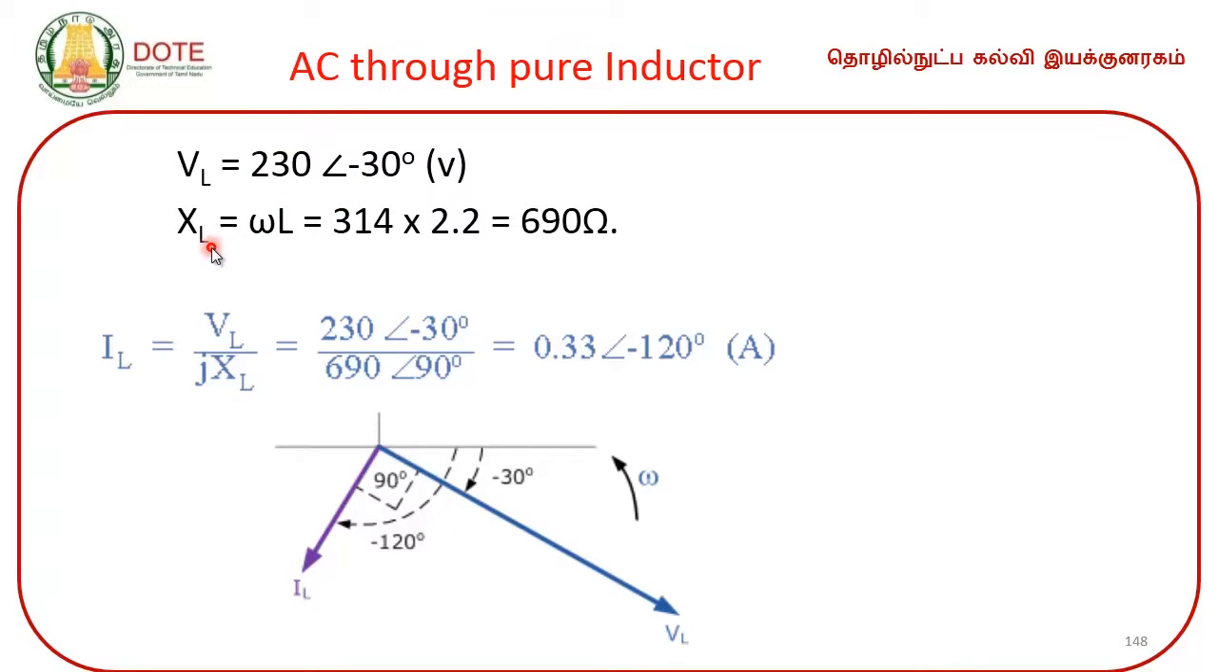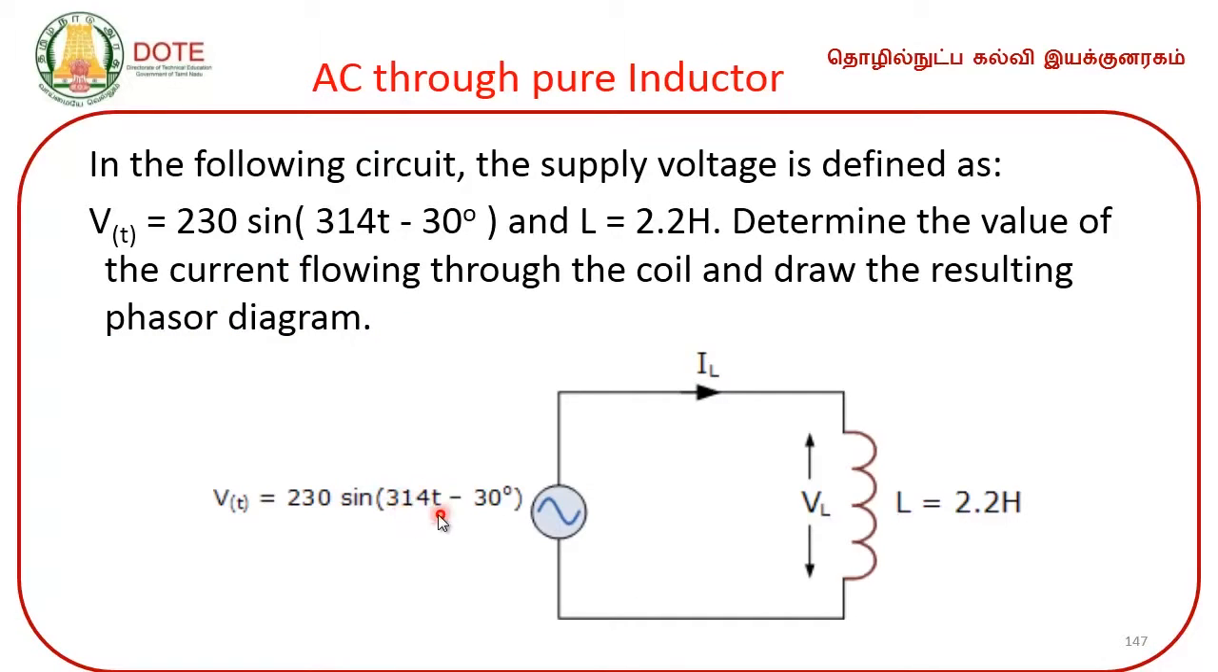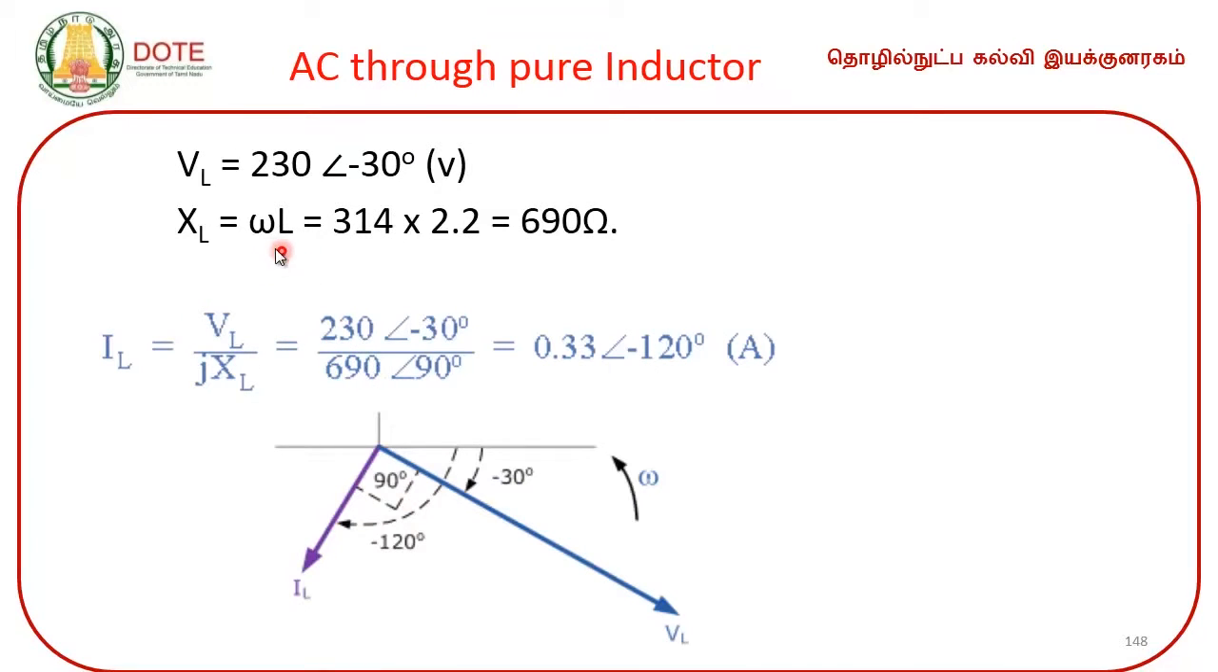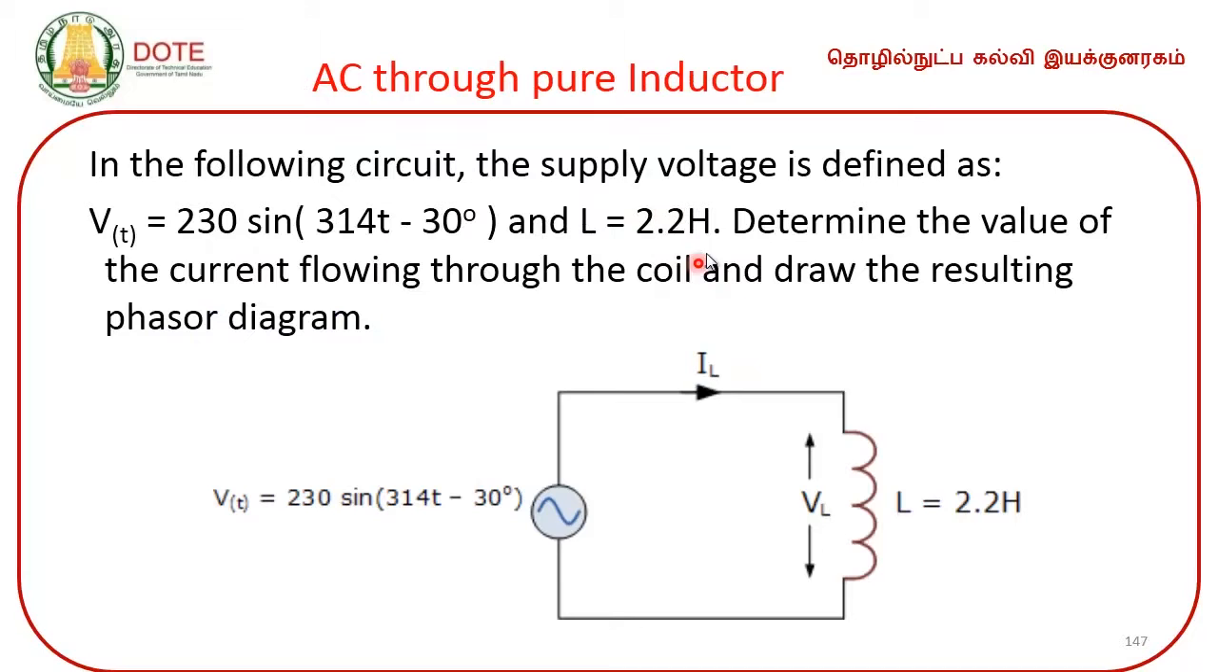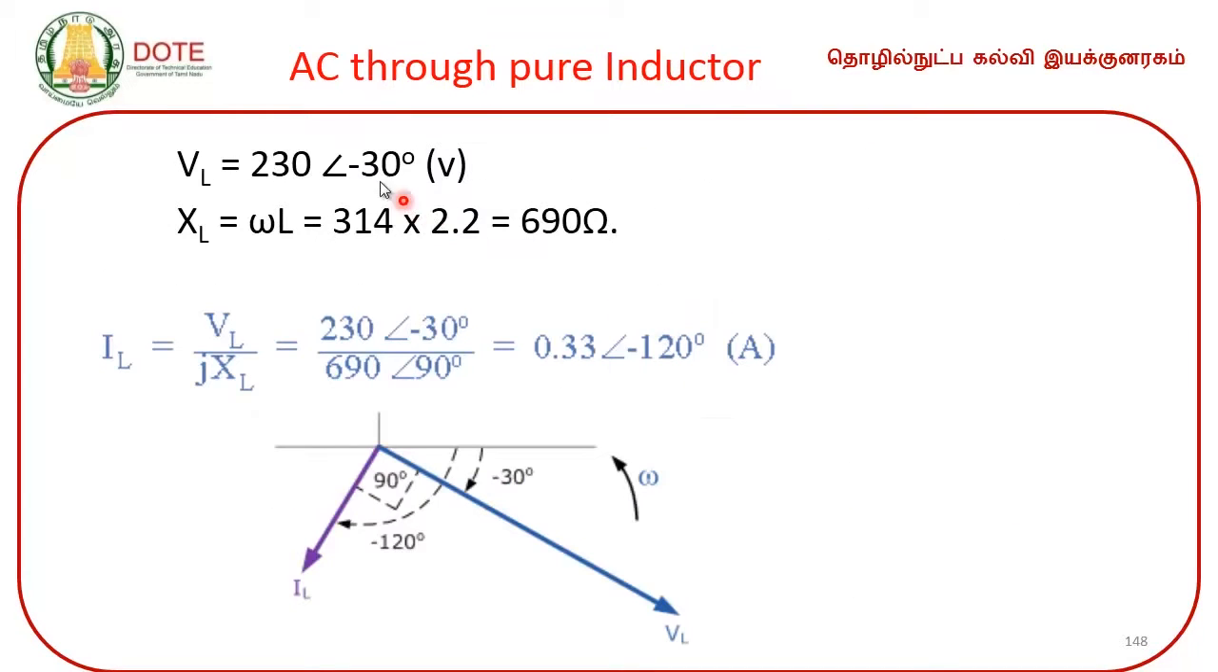Okay. So what is the reactance? XL equal to omega L. Right. What is omega given? Omega t, the omega is 314, angular frequency 314. So omega is 314. What is L given? Inductance 2.2 Henry. So 314 times 2.2, you get 690 ohm. So the resistance that the inductor offers to this AC current, the inductive reactance XL, is 690 ohm.